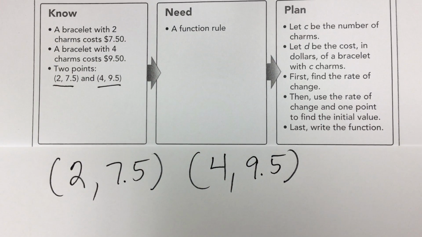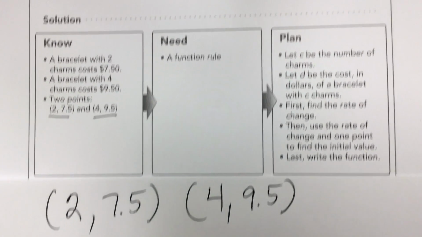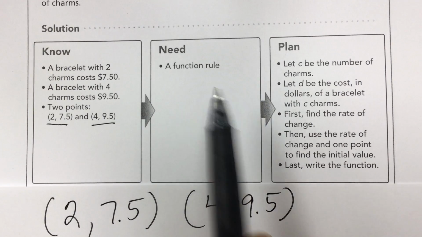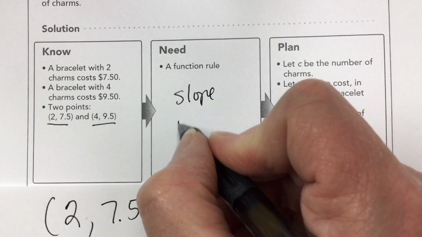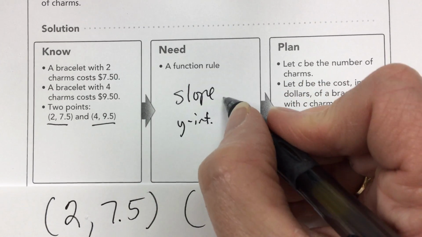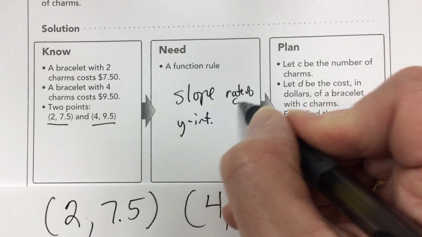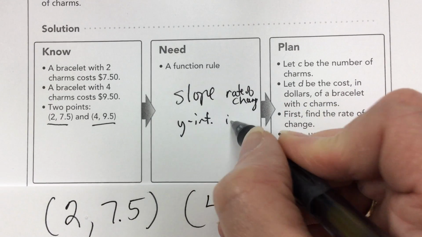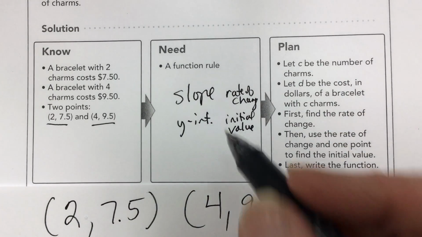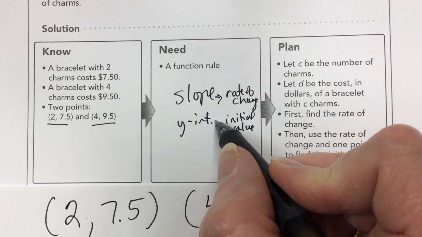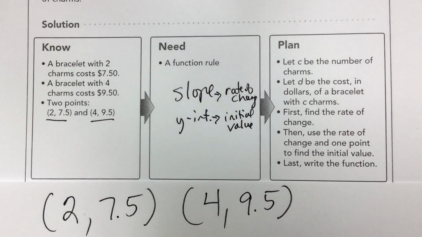Now, those 2 points would make a line. We can find the slope, and we can also find the y-intercept, like I did in the previous example. We need a function rule. To find a function rule, I need the slope and the y-intercept. The slope is also called the rate of change, and the y-intercept is also called the initial value.